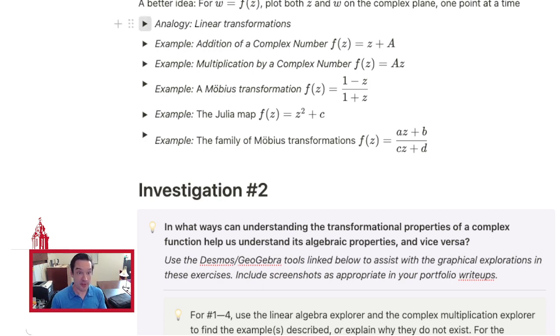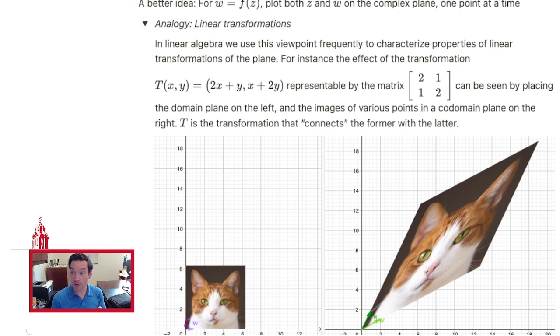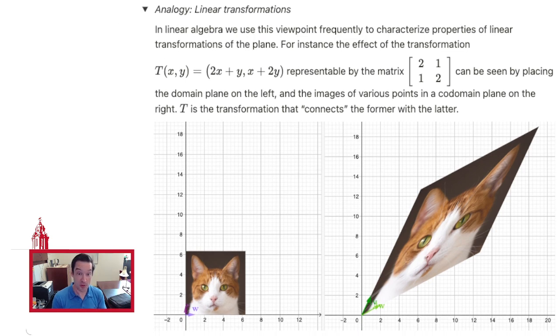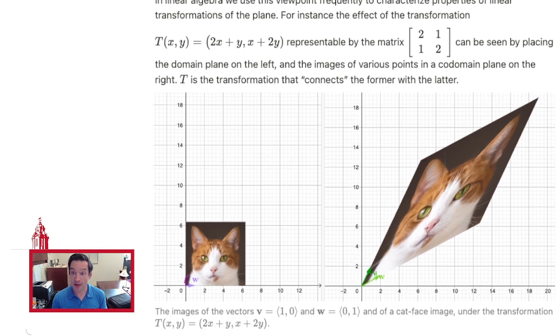In linear algebra, we think of linear transformations as transformations of real vector spaces. So for example, when the real vector space is the xy plane, I can define a linear transformation by (2x + y, x + 2y). In other words, I can supply a 2 by 2 square matrix, in this case [2, 1; 1, 2]. And I can visualize its geometry. I can get geometrical transformational insights about it just by placing the domain plane on the left and the image plane on the right, and then messing around with stuff in the image plane and seeing what happens in the codomain.